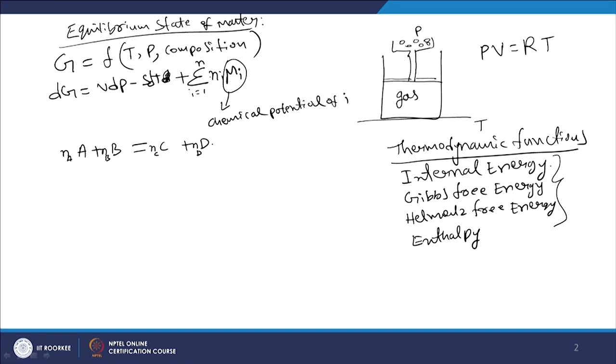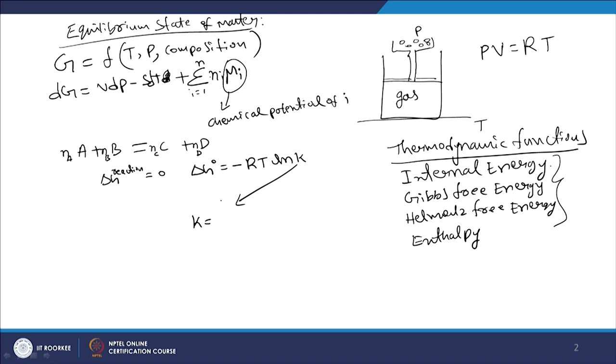So, if this reaction is under equilibrium, that implies delta G of this reaction is equal to 0. If we relate the equilibrium with the equilibrium constant, then it will be delta G naught equal to minus RT ln K. So, this K is actually the equilibrium constant. How can we write this equilibrium constant?